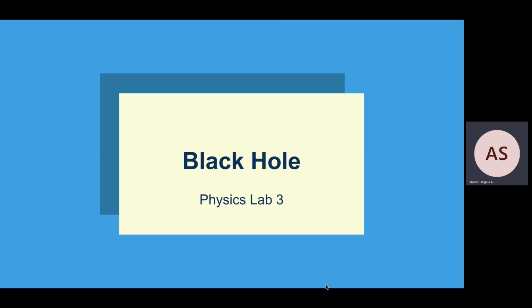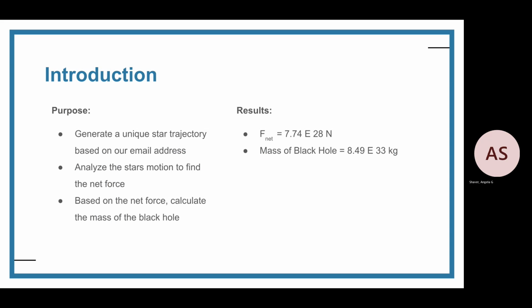This is Physics 1211K, Lab 3, Black Hole. In this lab, we observed the motion of a star orbiting a black hole of unknown mass. The unique trajectory of the star was generated based on an email address.